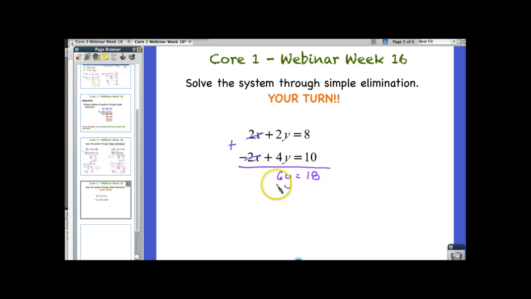Okay, and then to solve for y, all we have to do is divide both sides by 6. 6 divided by 6 is just 1y, and 18 divided by 6 is 3. Okay, so that's how we get our y.